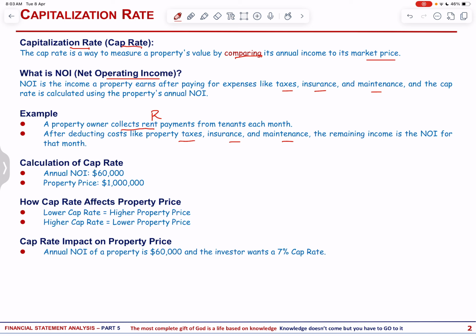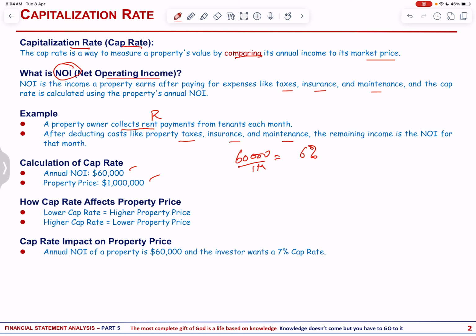So, to calculate the capitalization rate, we use the annual net operating income. Now we have the annual net operating income of 60,000 and the property value of 1 million. So the cap rate is going to be 60,000 divided by 1 million, and that is going to give us 6%.